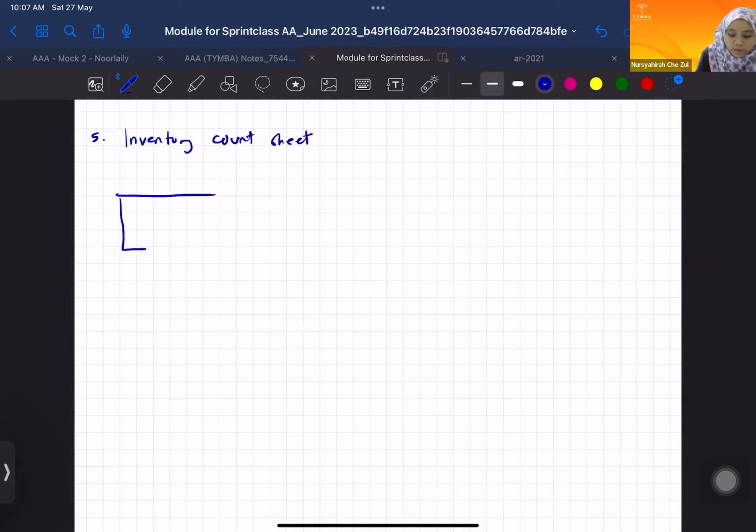If you have ever ordered at a kopitiam, you would put your orders in a small piece of paper. The inventory count sheet is just a little bigger than that order paper.